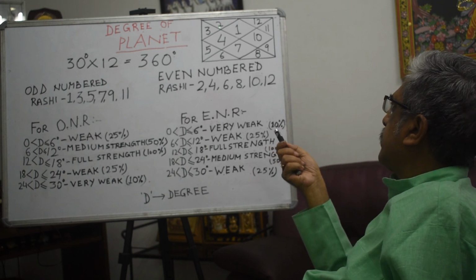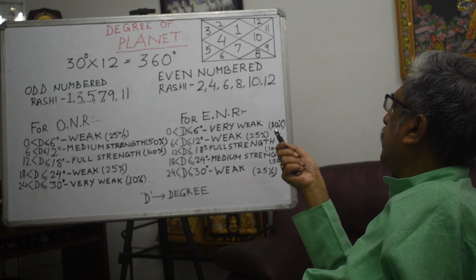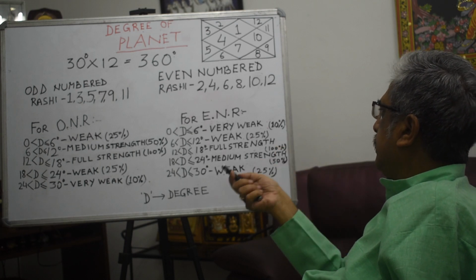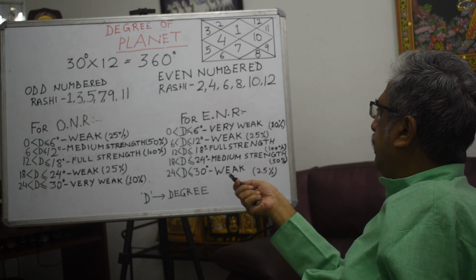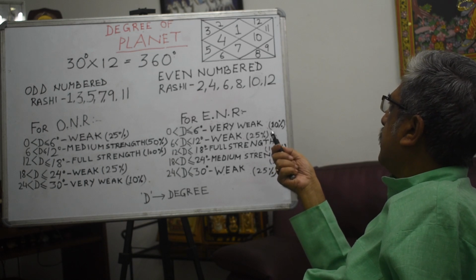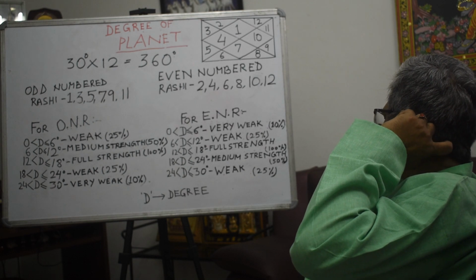Suppose in Taurus, with 2 written here, Venus is placed at 4 degrees. 4 means between 0 to 6, degree more than or equal to 0 and less than or equal to 6. So 4 degrees means 10% result. So Venus in Taurus will give 10% result if it is at 4 degrees.